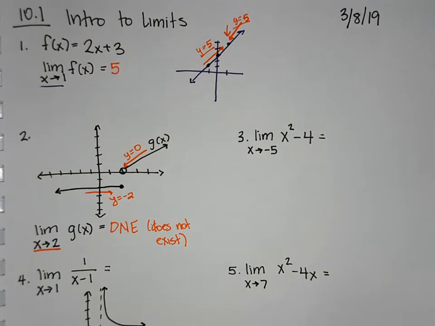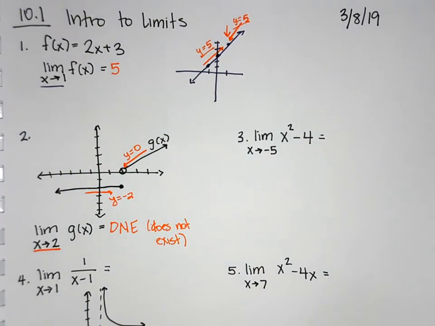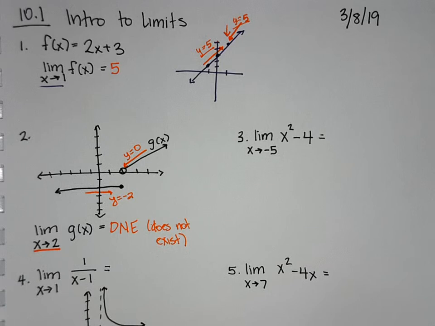And we'll talk about the types of limits that don't exist a little bit more as the unit goes on. But for right now, if these two y values from the right and the left don't match, or from the positive and negative don't match, you have no limit.